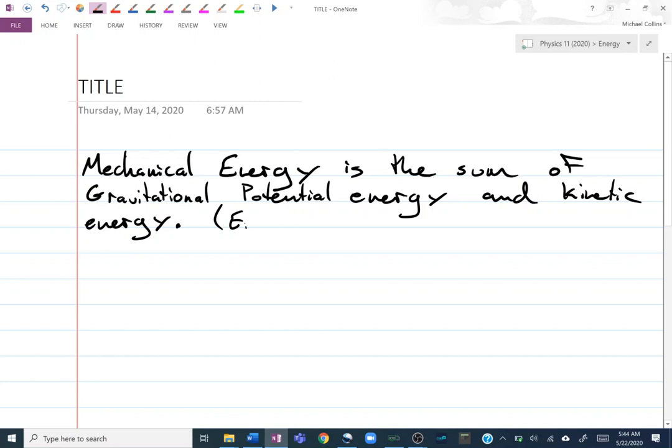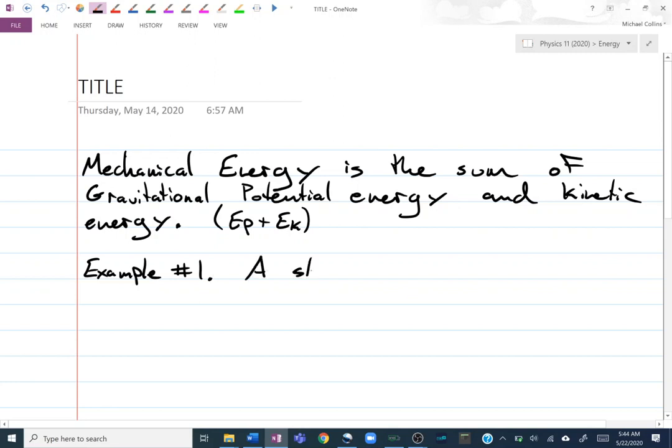Or EP plus EK. And this is usually the simplest way to talk about conservation of energy. So let's look at an example. Example number 1.